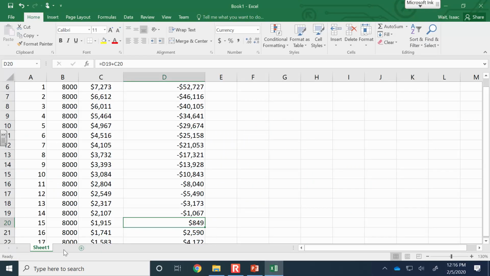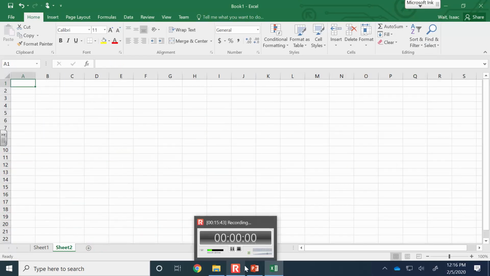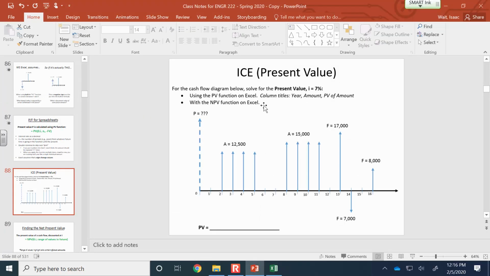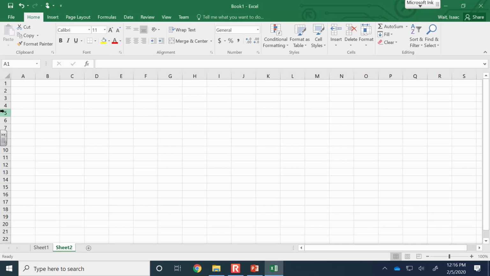And in your spreadsheet, it says in the handout to give it a couple of specific column titles. You're going to have a column that says year, a column that says amount, and another one that says PV of amount. And so you'll start by having like an interest rate at the top, and then you're going to have year, amount, and then PV of amount. And then it's in this third column, the PV of amount, you're going to use the PV function on the cash flow table.